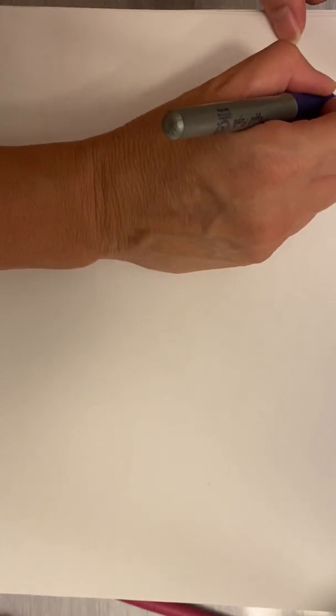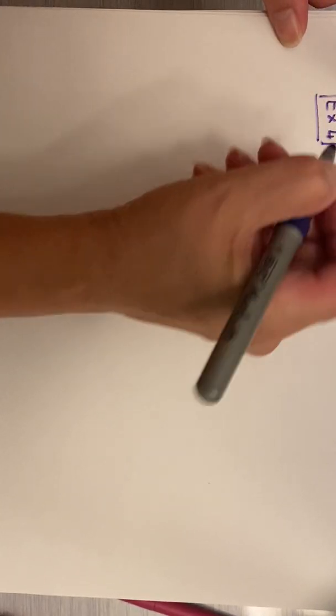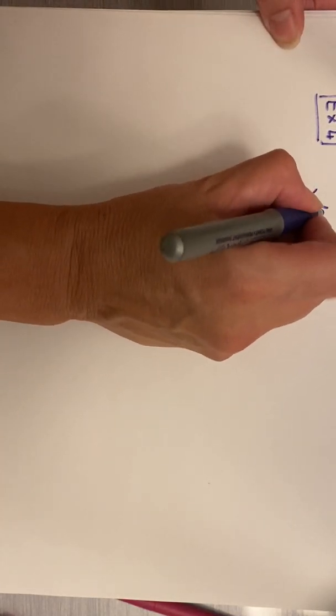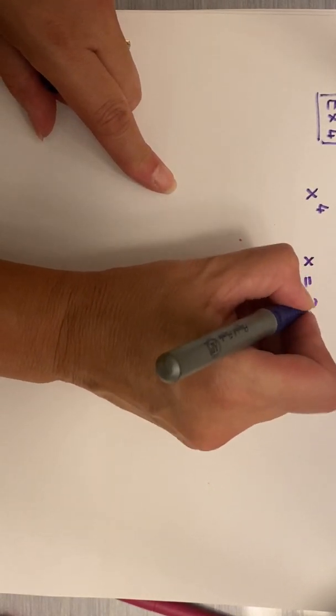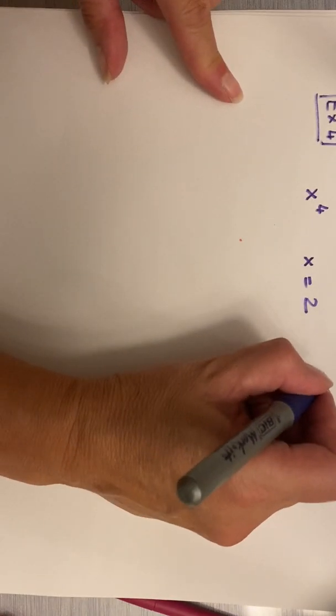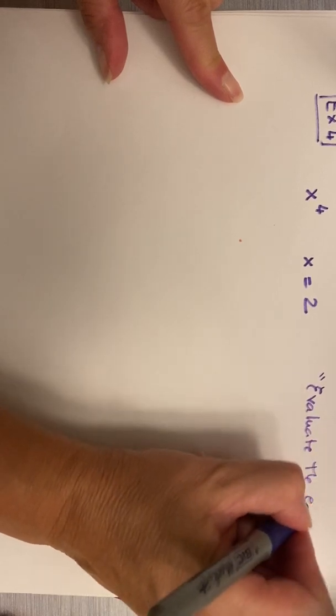Let's look at example 4. And this is, we're going to take those powers and we're going to evaluate the expression. So here, I'm going to do something similar to what I did before. I have x to the 4th. But now I'm going to tell you that x equals 2. And so now you have enough information to evaluate the expression.